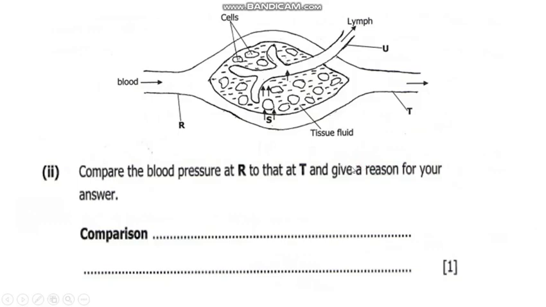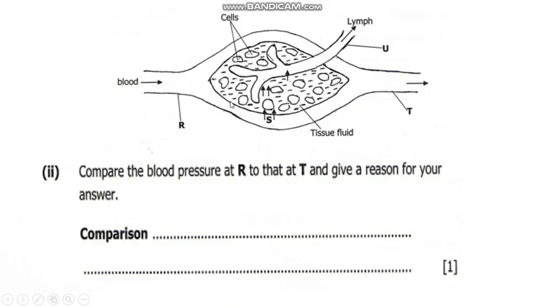We now come to our question B2. Under our question B2, compare the blood pressure at R to that at T and give a reason for your answer. So on this question we are comparing. After comparing, then we are supposed to give a reason for our answer. We are going to start with the comparing. At R, I did mention that here we have what we call the arteriole. At T, we have the venule.